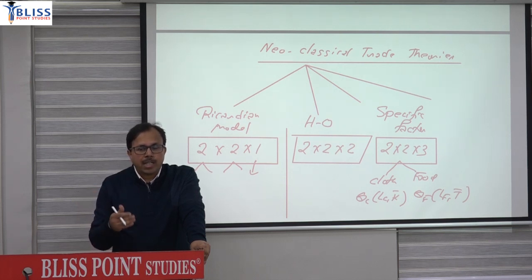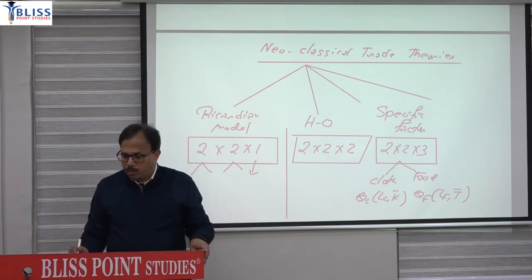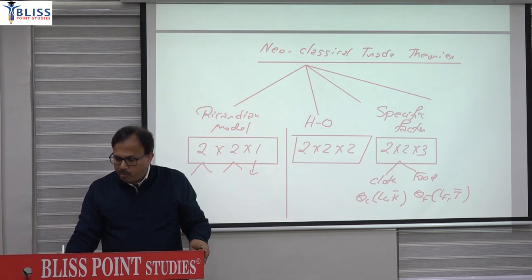So how it will impact the trade and how it will impact the distribution of income, that will be the specific factor model. And the fourth one is the standard trade model.